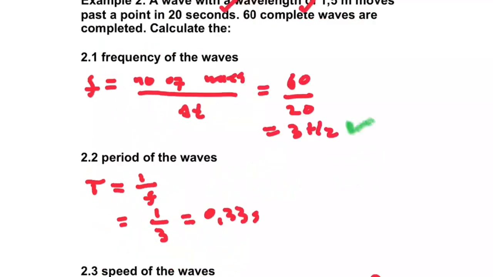Just to emphasize, frequency is also equal to the number of waves divided by the time taken, right? Because we are interested in how many waves are passing a point in 1 second. So we can use the number of waves divided by the total time taken. Let's move to the following example.